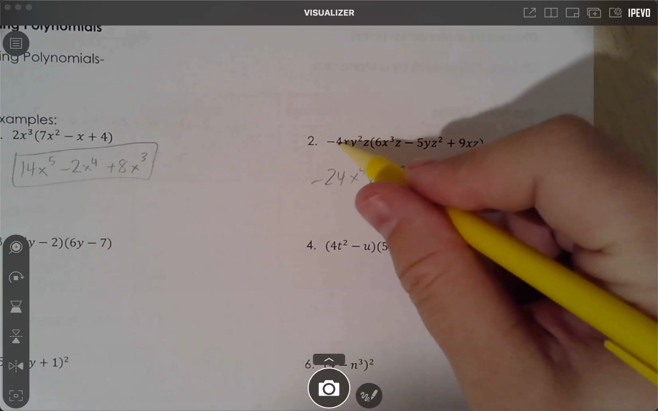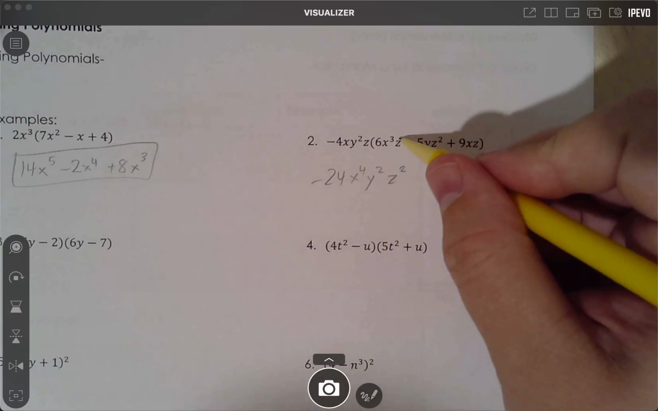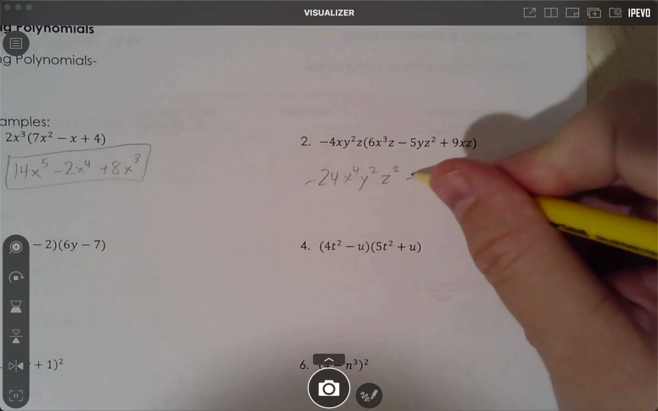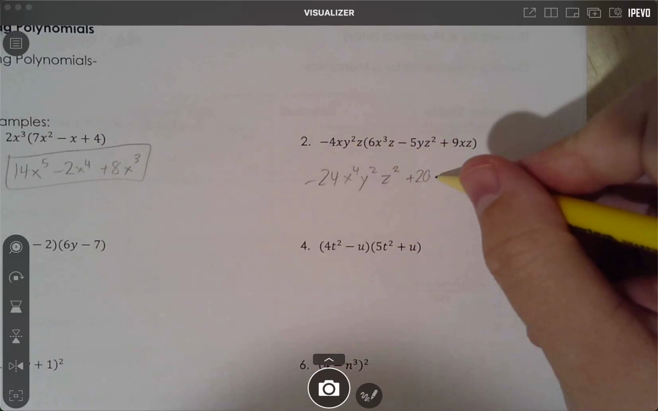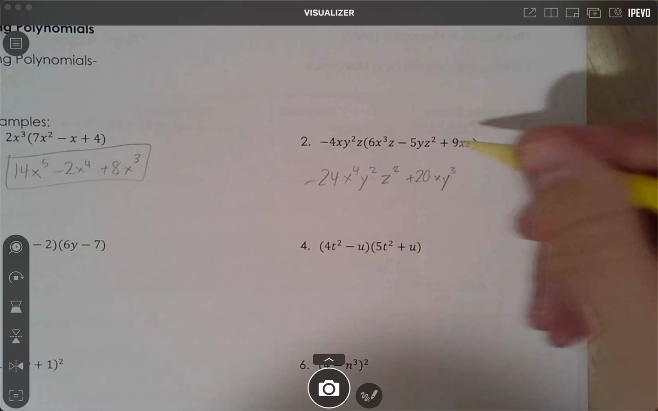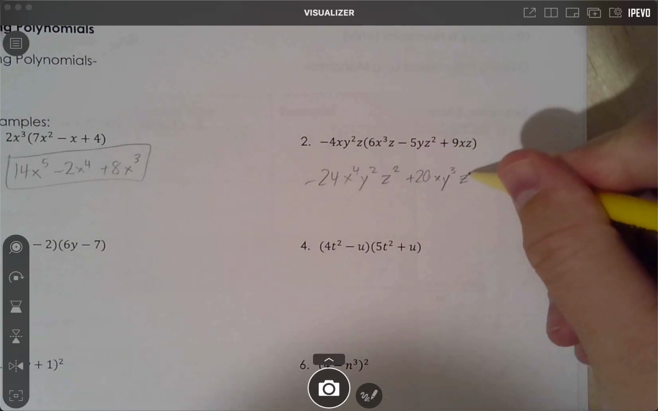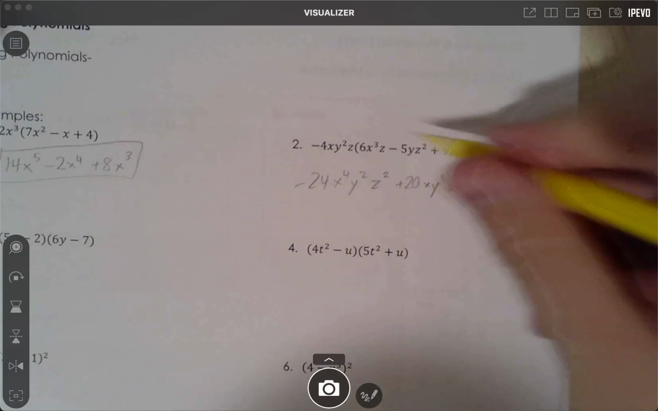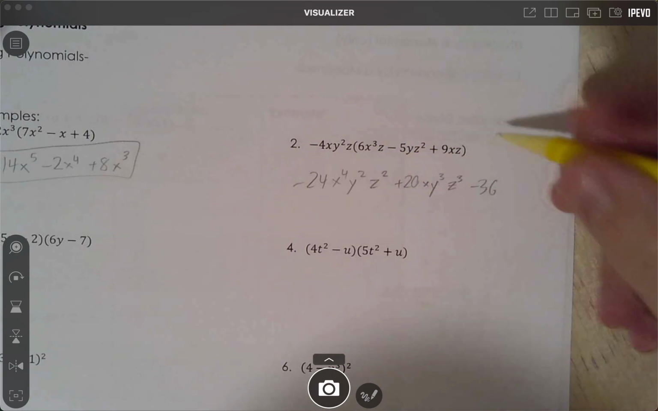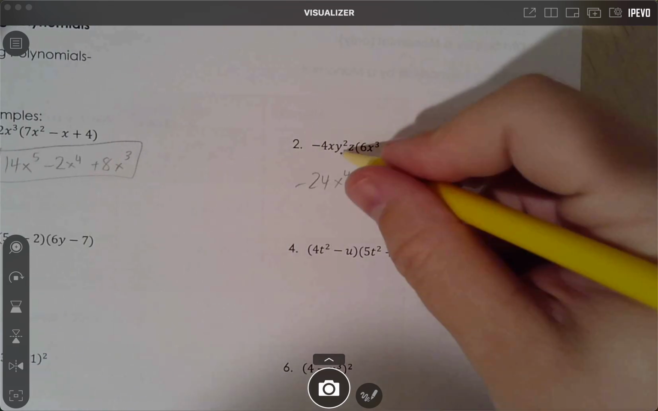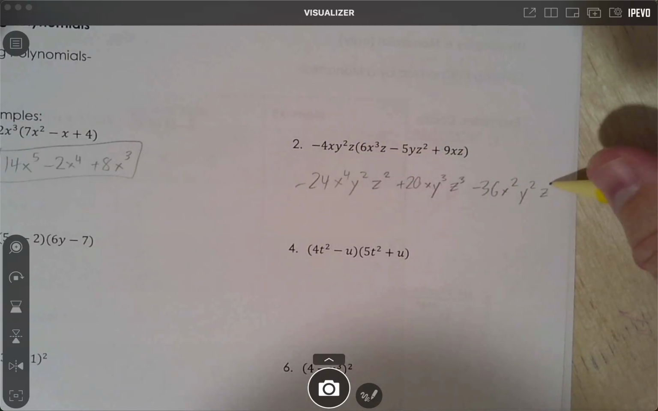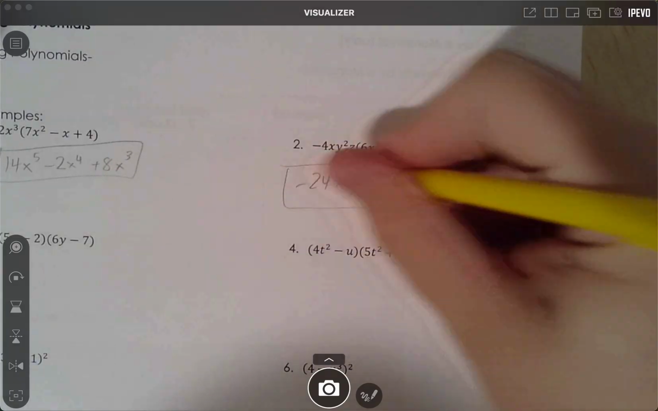Alright, so that was negative 24 x to the 4th y squared z squared for the first term, and we just keep going to all the other terms. Negative 4 times negative 5 is positive 20. X times no other x's is just an x. Y squared times a y is y cubed. And z times z squared is z cubed. Last but not least, negative 4 times 9 is negative 36. X times x is x squared. There was a y squared and no other y's. And there's a z times z, which is z squared. And we're done. That's all there is to it.